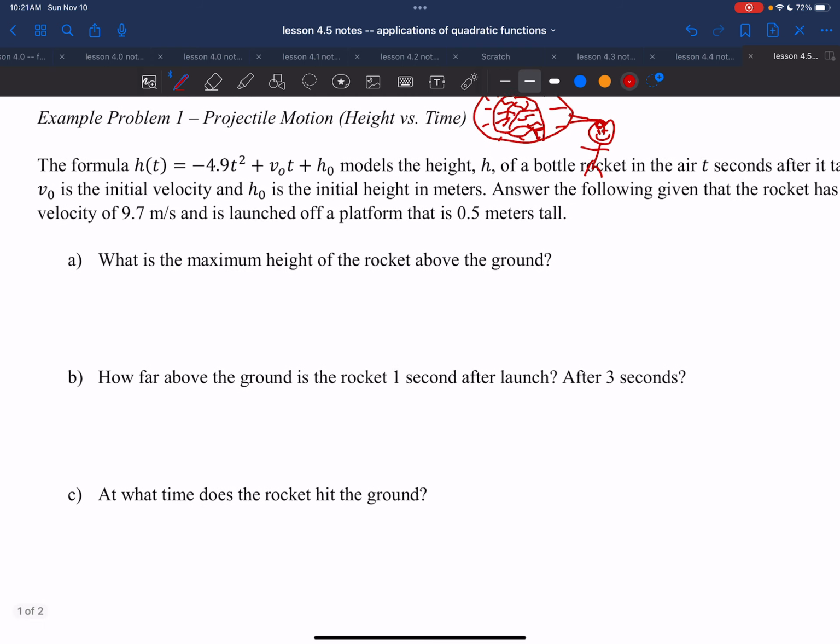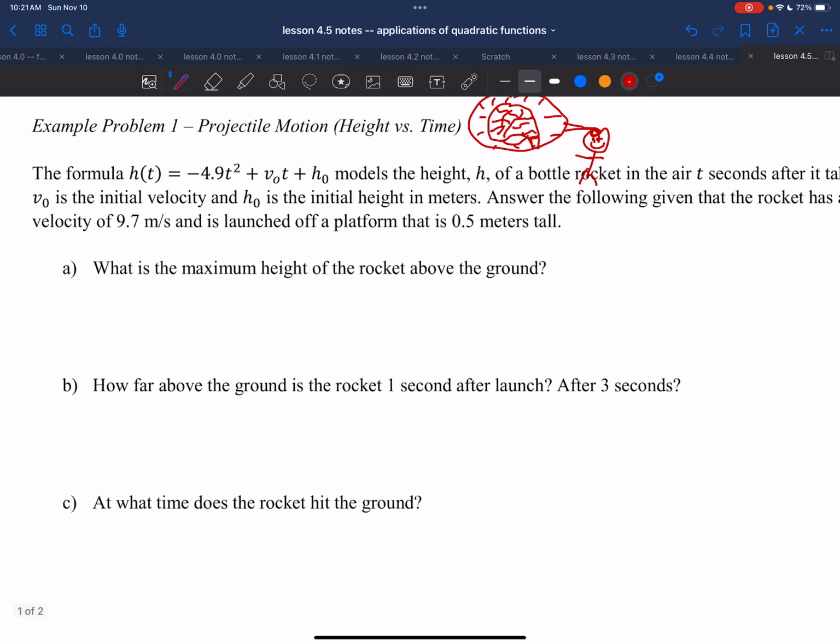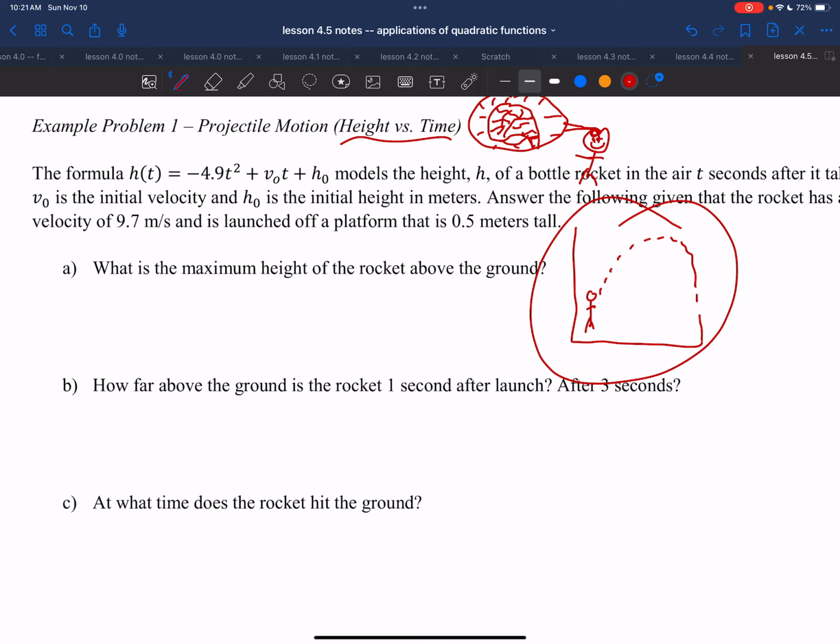Okay, example 1. Projectile motion, height versus time. When you say projectile motion, this is referring to throwing something. So here I am, and I throw something through the air. Yeah? Now, it says height versus time. So actually, this visual here encapsulates distance and height.